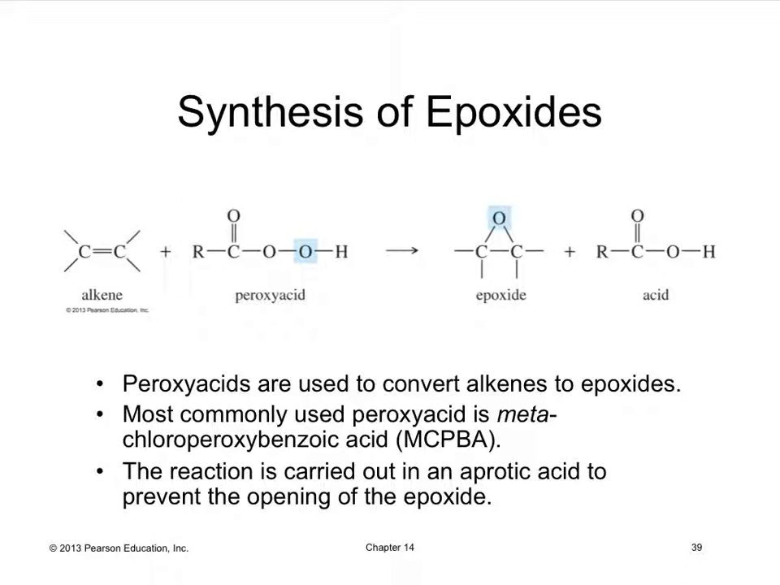Epoxides, as we've seen before, you can react alkenes with peroxy acids to form epoxides and the acids. So the most common type of peroxy acid is peroxybenzoic acid, which we talked about last semester. The reaction is carried out in an aprotic solvent to prevent opening of the epoxide.